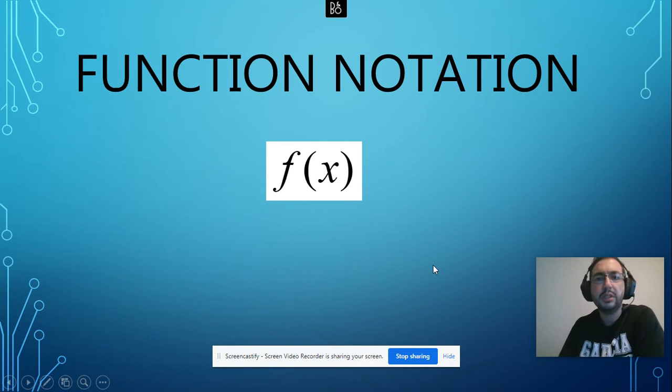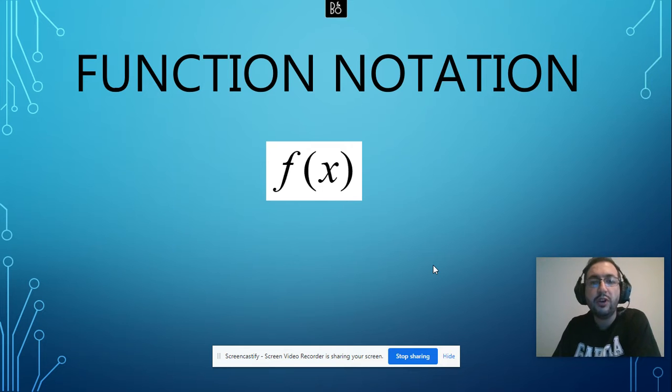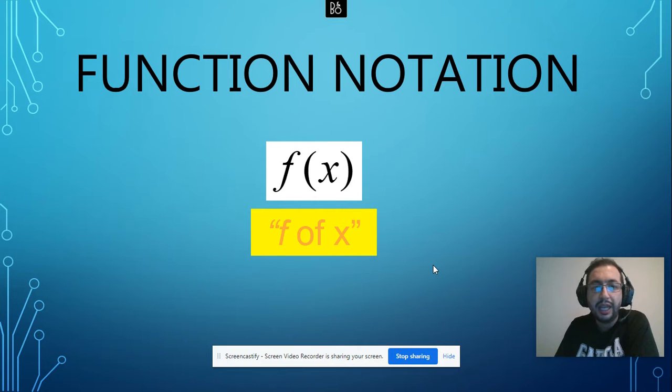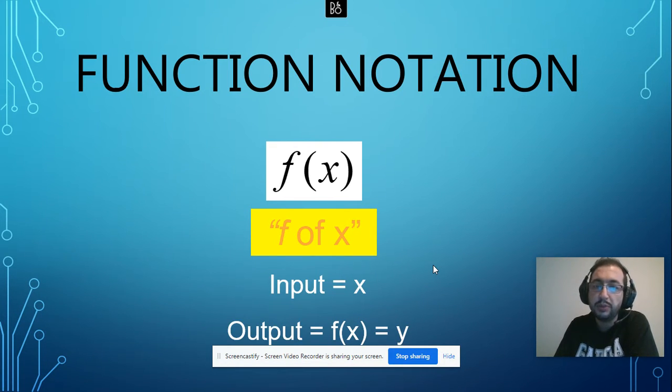Okay, guys, let's start talking about functions. Let's start with the notation. It will be f of x. We're going to write it like this every time we're talking about functions, and we're going to say it f of x. The input is the x values. The output will be f of x or y values.